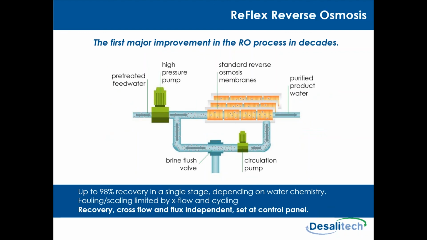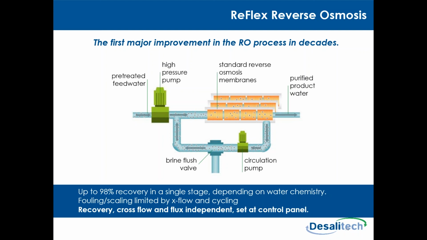What Desalitech has done is essentially combined the simple filtration with the cross-flow reverse osmosis filtration. So what you see here is a diagram for what we call the reflex reverse osmosis process. A high-pressure pump feeds a membrane array, and now the concentrate is returned to the membrane feed. So it's brine recirculation. While it's operating like this, the brine valve is closed, so it's operating at 100% recovery. So all the water from the high-pressure pump is going through the membranes as permeate.